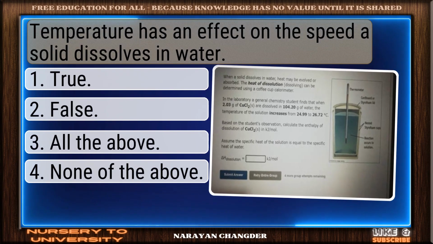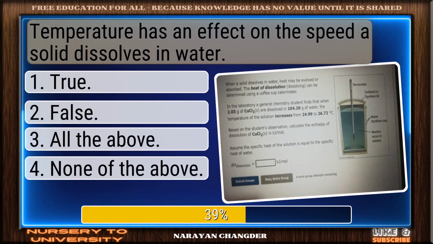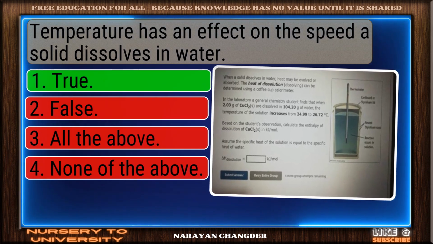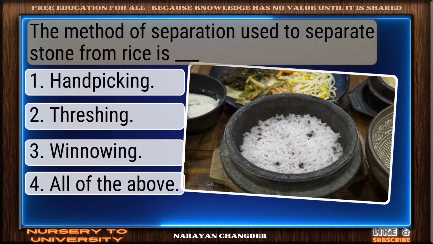Temperature has an effect on the speed a solid dissolves in water. Smart move. True is an accurate answer. The method of separation used to separate stone from rice is dash.